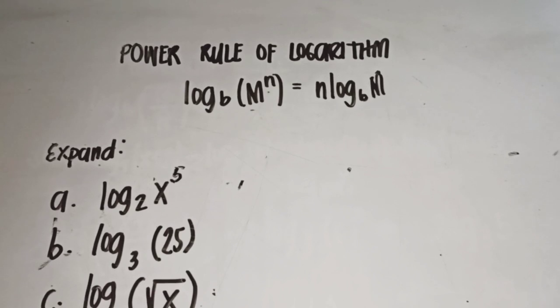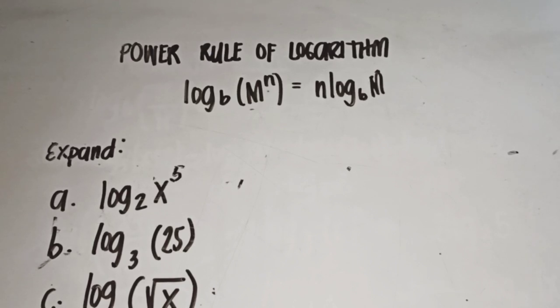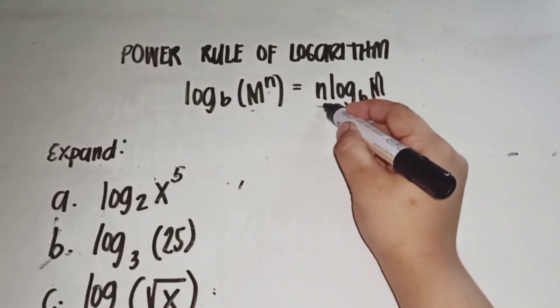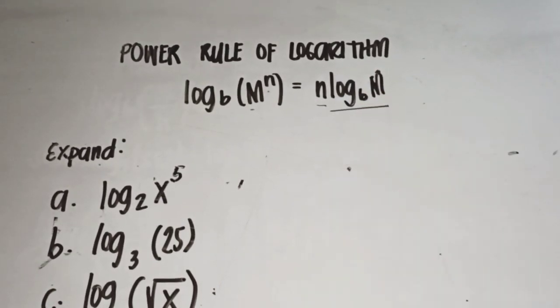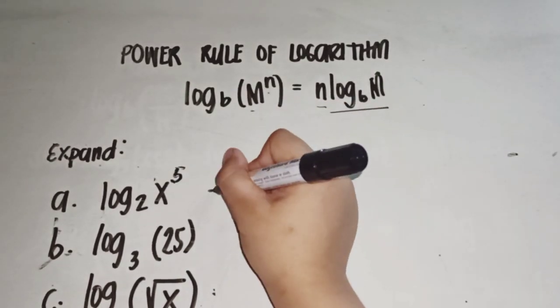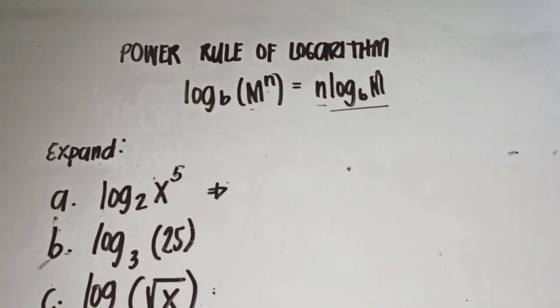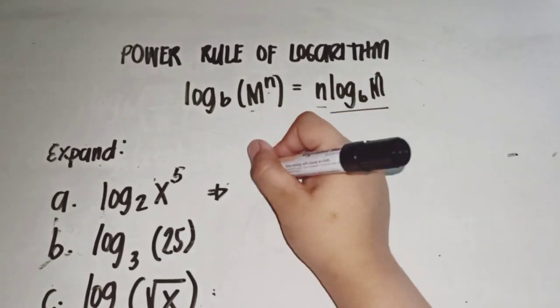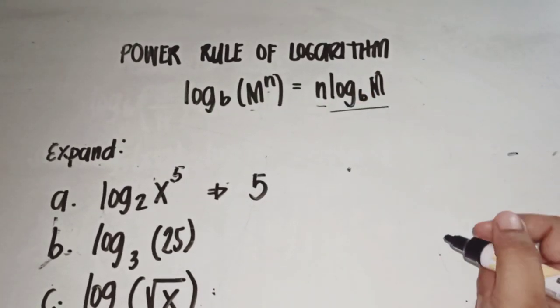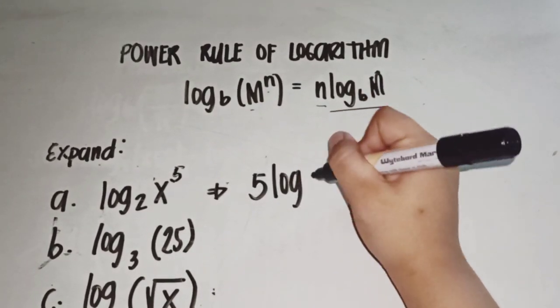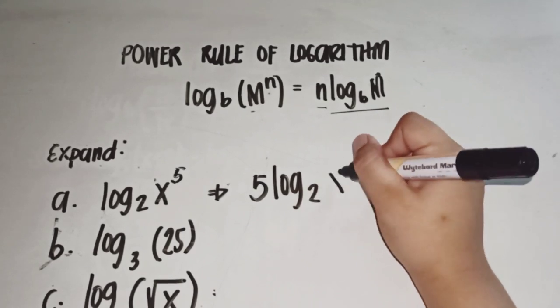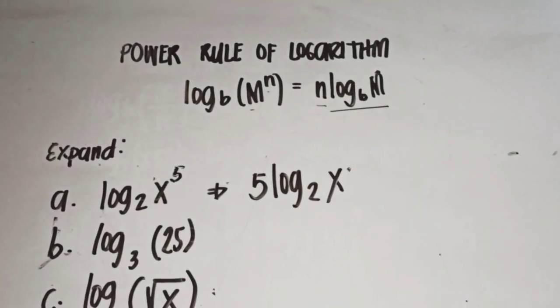For the next one, we have the power rule of logarithm. This rule says that we can simplify the logarithm of a power by rewriting it as the product of the exponent times the logarithm of the base. So let's try this example. We write the exponent 5 and then the logarithm of the base, root of x.